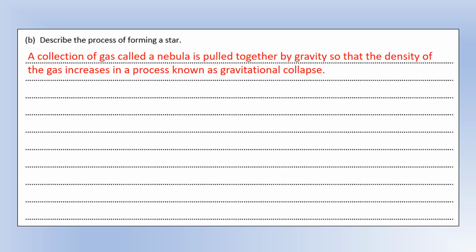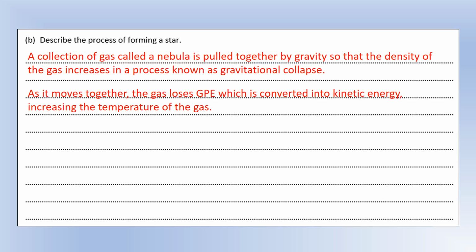So what we're going to look at is, first of all, how the first stars formed and how stars still form today. We start with a nebula, or a cloud of gas. The gas has mass, so it's pulled together by gravity, and its density starts to increase, and that's called gravitational collapse. As it gets pulled together, the gas is losing GPE, and applying conservation of energy, we know that has to be transferred into something, and it happens to be transferred into kinetic energy.